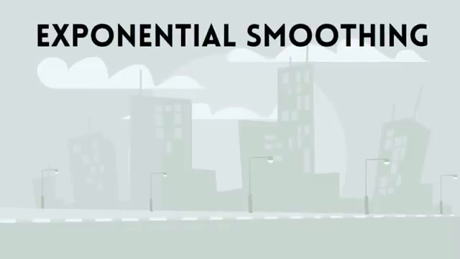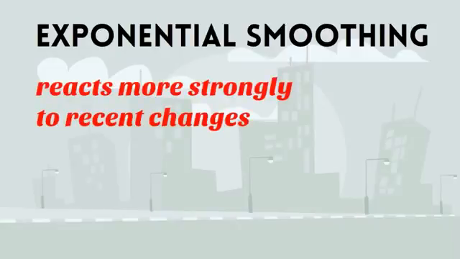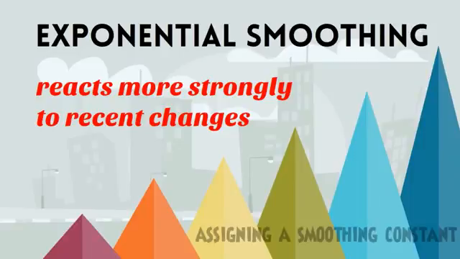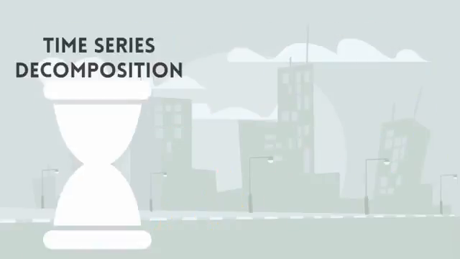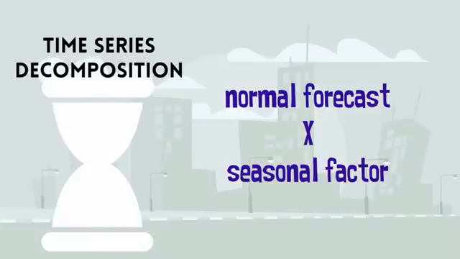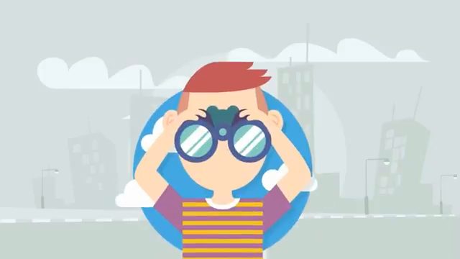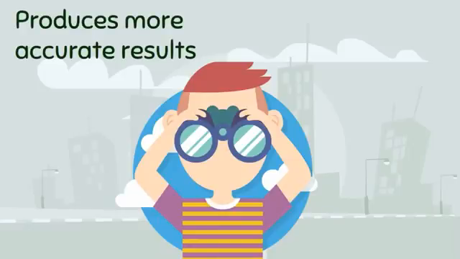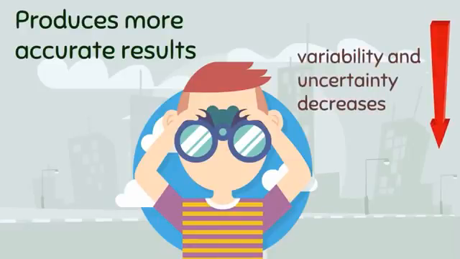Third, exponential smoothing is an averaging method that reacts more strongly to recent changes in demand by assigning a smoothing constant to the most recent data more strongly. Lastly, time series decomposition. It adjusts the seasonality by multiplying the normal forecast by a seasonal factor. It is easier to forecast for the near future as it produces more accurate results as variability and uncertainty decreases.